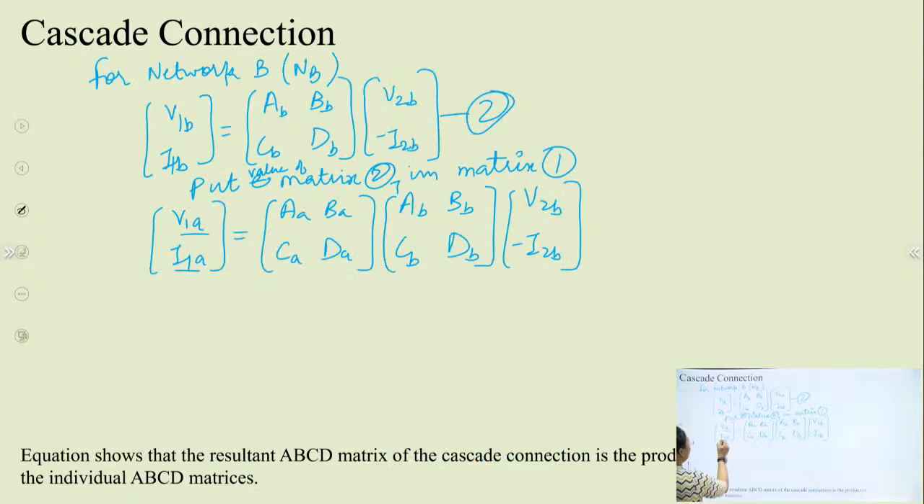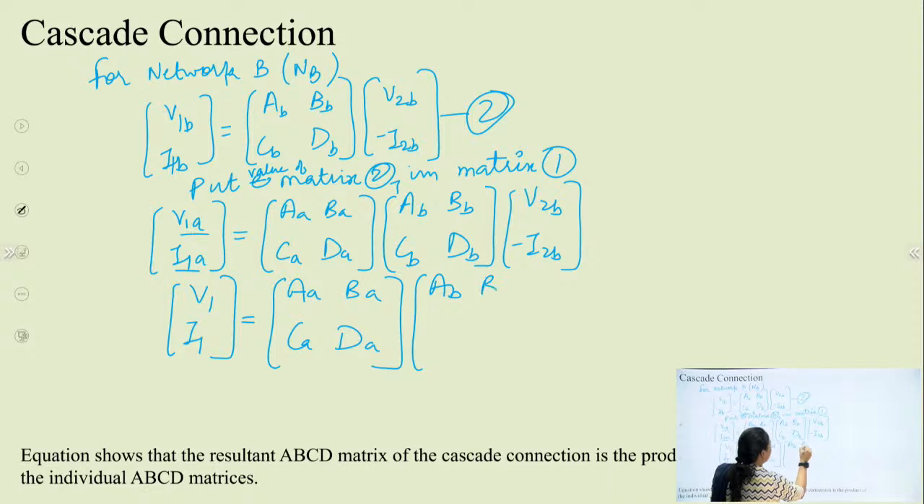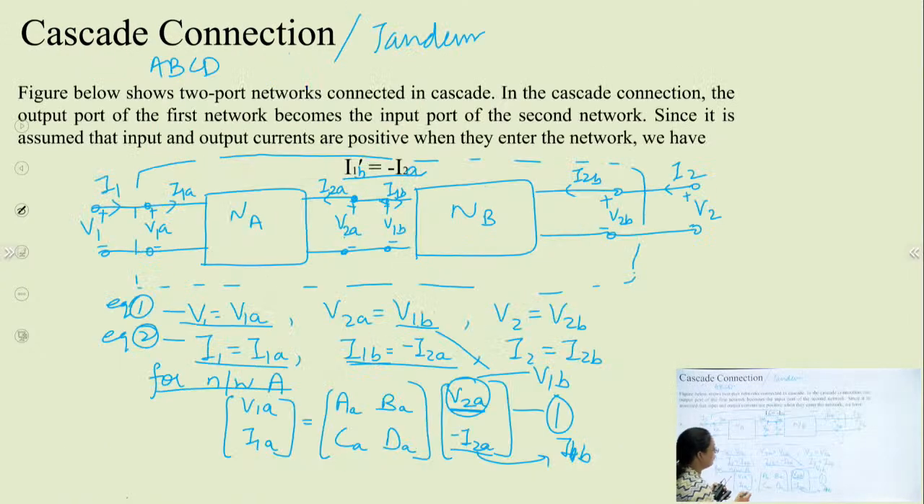So I can write V1A as V1 and I1A is equal to I1, and this is as it is: AA, BA, CA and DA. Similarly, here again AB, BB, CB and DB. Now see V2B and minus I2B. V2B is equal to V2 and minus I2B can be written as minus I2.